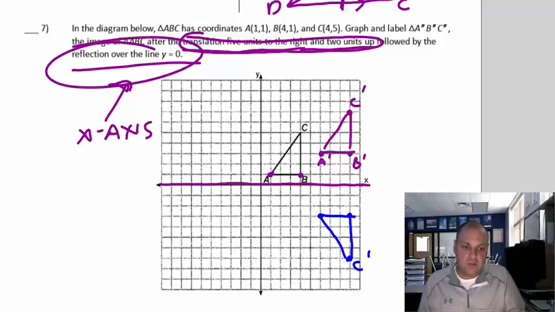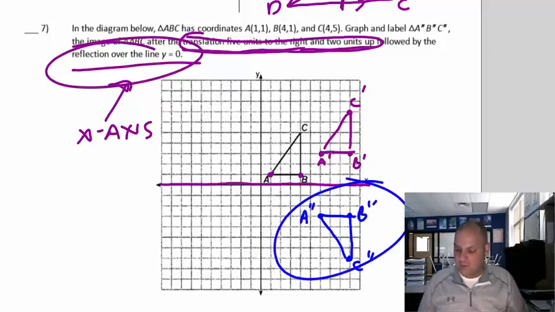So I have C double prime, B double prime, A double prime. That is my answer right there. A double prime, B double prime, C double prime.